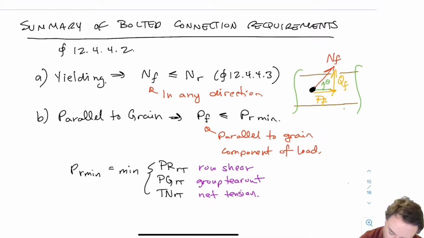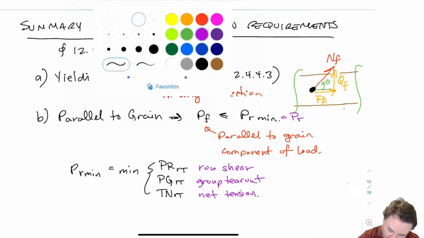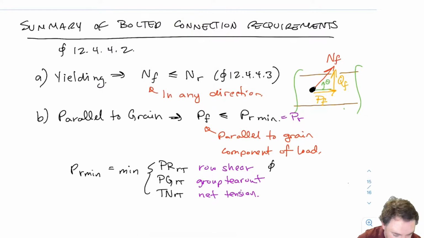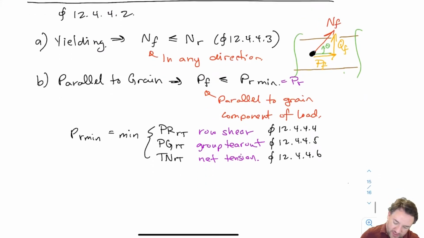PR min, I'm going to just write in here that this equals PR for this code because we're going to use PR later. And I compare that against my PF, which is my parallel to grain component of the total load. If all of my load is parallel to grain, then NF equals PF, right? And my QF would be 0. And I will provide also the clauses for these, so we have them all in one place. Okay, so that's the parallel to grain.